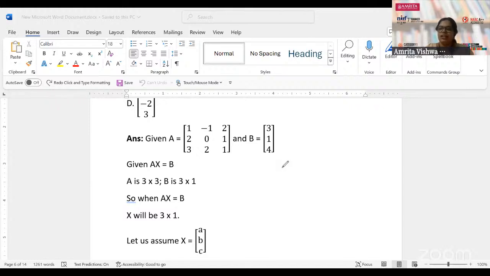That's just a tip. If you feel a little confused about how I have done that, it's a very basic logic. A is given as 3 by 3, B is given as 3 by 1, so X will obviously be 3 by 1. So I'm going to assume it as A, B, C. Then the very basic matrix multiplication is going to give you the answer.